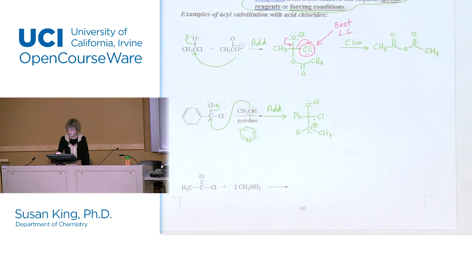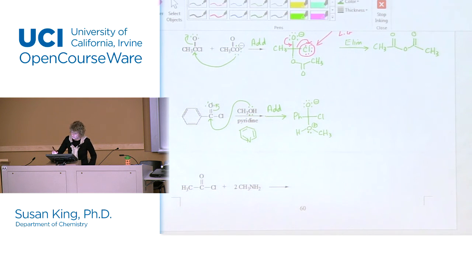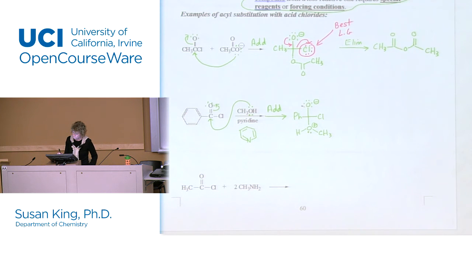All right, what's our best leaving group? So methanol, what if methanol leaves? The conjugate acid of methanol is protonated methanol. That has a pKa of about -5 or -6. The pKa of the conjugate acid of chloride ion is -7, so what's the best leaving group? Chloride ion is the best leaving group. And so that's what's going to happen. Best leaving group is going to leave.